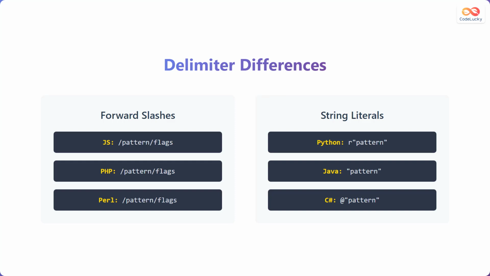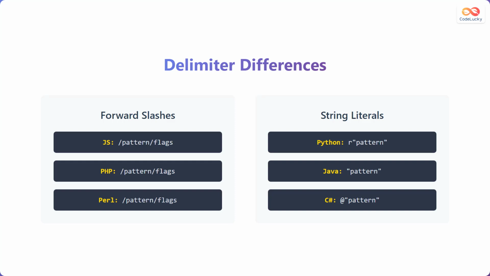Now let's focus on delimiter differences in regular expressions. Some languages use forward slashes to enclose regular expression patterns, while others rely on string literals. On the left, we have languages like JavaScript, PHP, and Perl, which typically use forward slashes as delimiters. The pattern is enclosed within forward slashes, followed by optional flags.